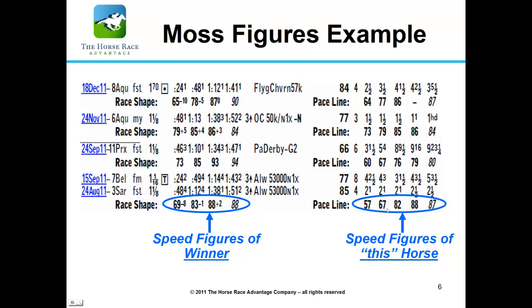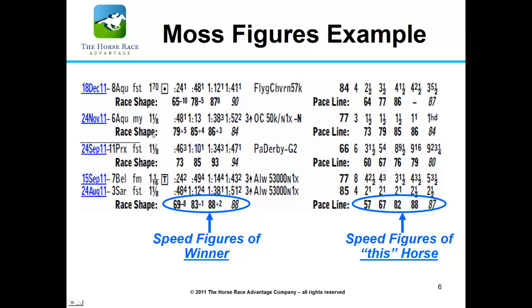When we look at the pace line here, this is the speed figure of the horse that's under consideration. And we look here at 57, 67, 82, 88, 87. So the horse that won had an 88, and he was pretty much close to the pace here, and he finished at an 88. And you notice here he did not quite finish at that pace, and so he actually came in second.